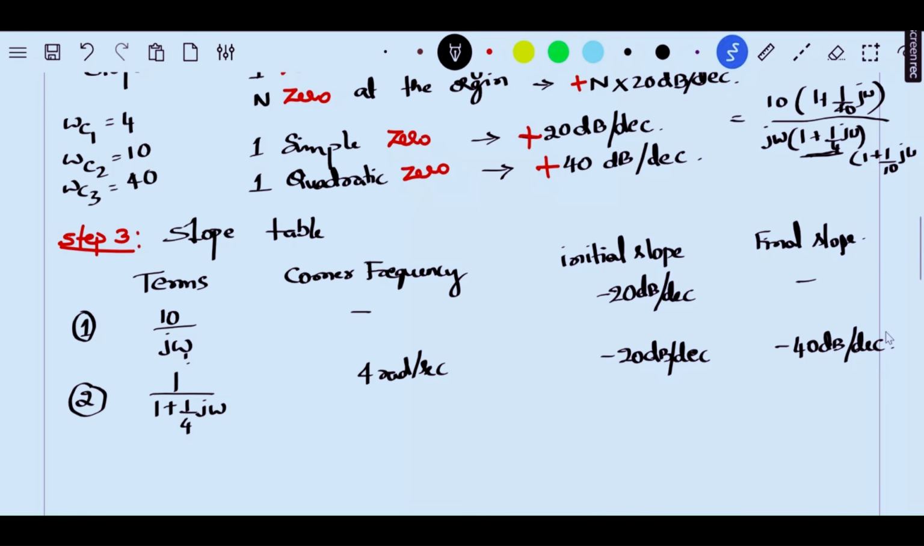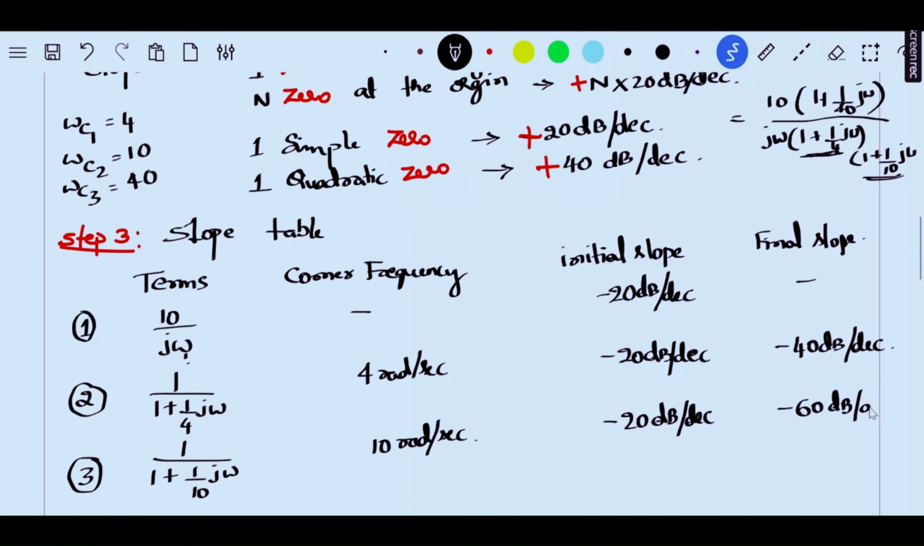Now the third term is based on the next corner frequency, which is 10 radians per second. This corner frequency is obtained because of another simple pole, 1 over 1 plus 1 by 10 j omega. This another simple pole will also offer minus 20 dB per decade slope. The final slope is the current slope, minus 20 dB, added with the previous slope, which is minus 40. So this will give you minus 60 dB per decade. Okay, so this is what the third term is.